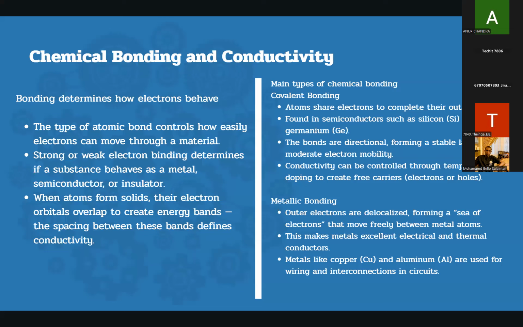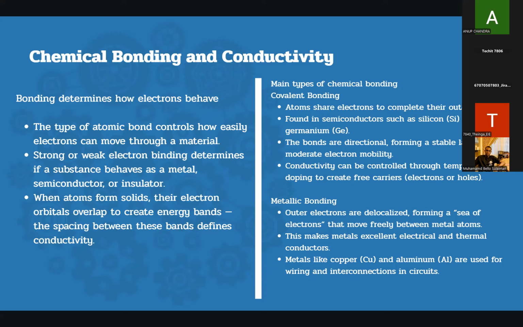Bonding determines how electrons behave inside a material, which directly affects conductivity. The type of atomic bond controls how easily electrons can move. Metallic bonds have free or delocalized electrons, so metals like copper and aluminum conduct electricity very well. Covalent bonds, like in silicon and germanium, have shared electrons.